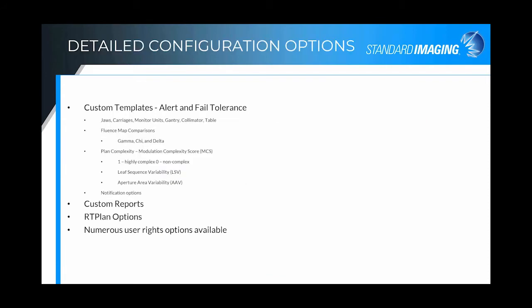And as I mentioned, there are detailed configuration options. There are custom templates to set your alerts and failures. You can monitor the jaws, carriages, monitor units, gantry, collimator, and table. You can do fluence map comparisons based on gamma, chi, and delta analysis routines, and plan complexity. You can review the modulation complexity score, even prior to receiving the log files, where one is highly complex and 0 non-complex. There's a combination of the leaf sequence variability, the aperture area variability, as well as different notification options that you can set up associated with these custom templates.